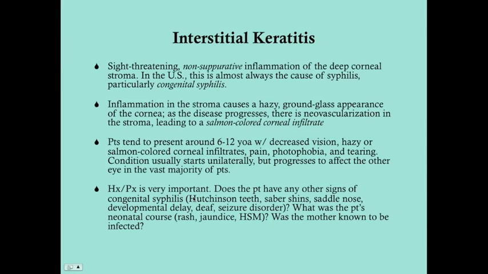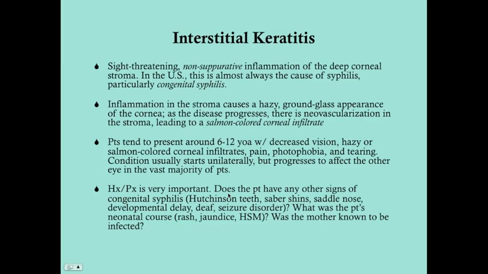So the history and physical here is going to be really important. You want to know, does the patient have any other signs of congenital syphilis? That should be the first thing you think of if you are suspecting interstitial keratitis. Usually the patient presents with these symptoms of keratitis and they have symptoms of congenital syphilis. Therefore, we are thinking this must be interstitial keratitis. But it can be worked through in many different ways. So does the patient have any other signs of congenital syphilis?